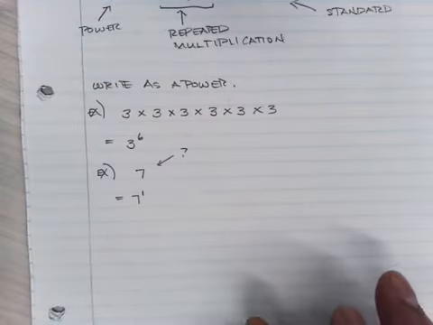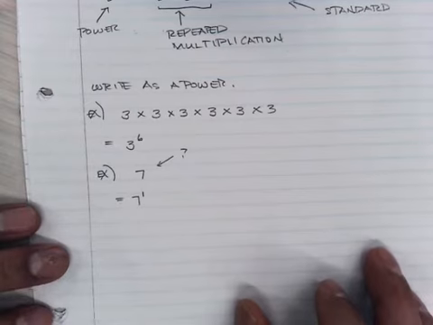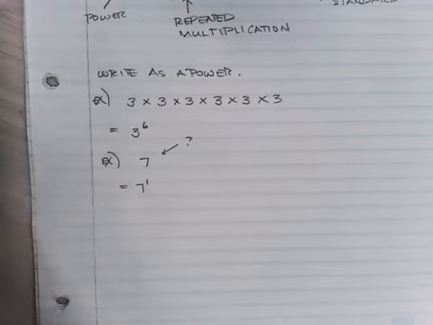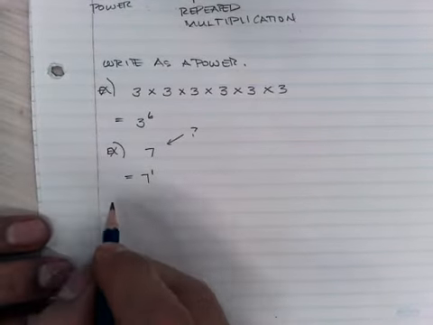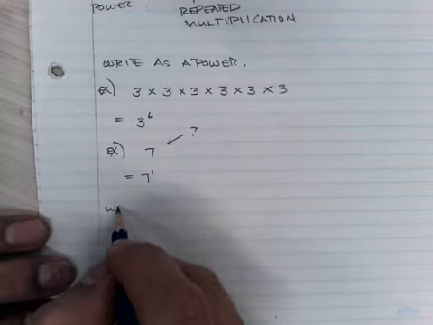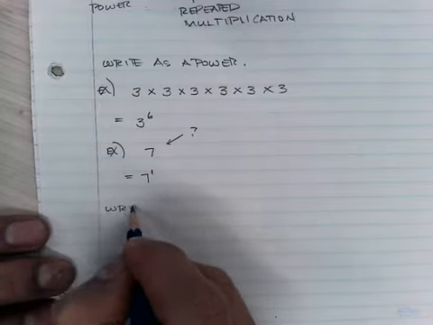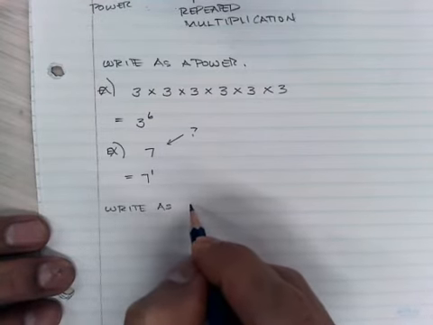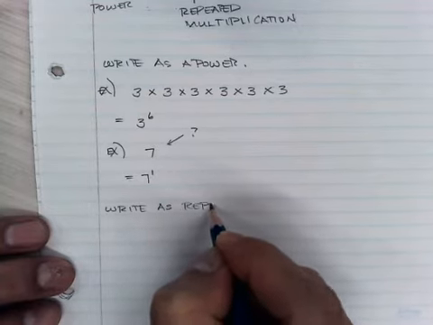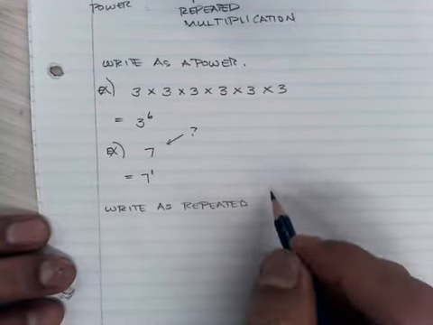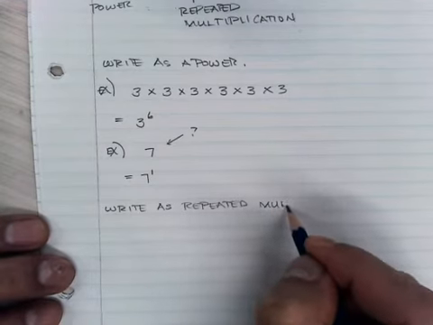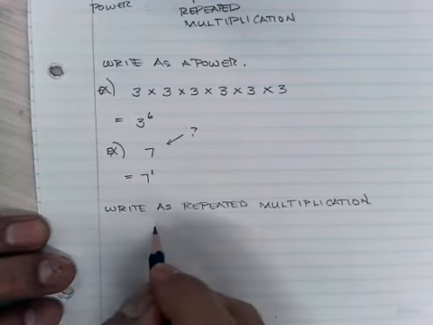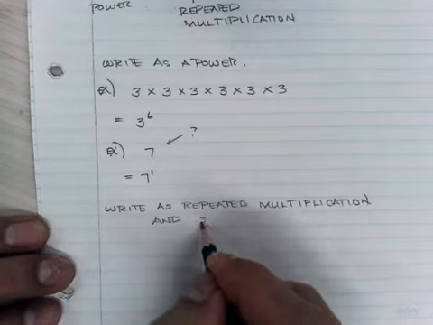Let's have a look at some other examples here. I'm not going to give you the power. I'm going to ask you to write it as a repeated multiplication and in standard form. So let's have a look. Here's your instruction: write as repeated multiplication and standard form.